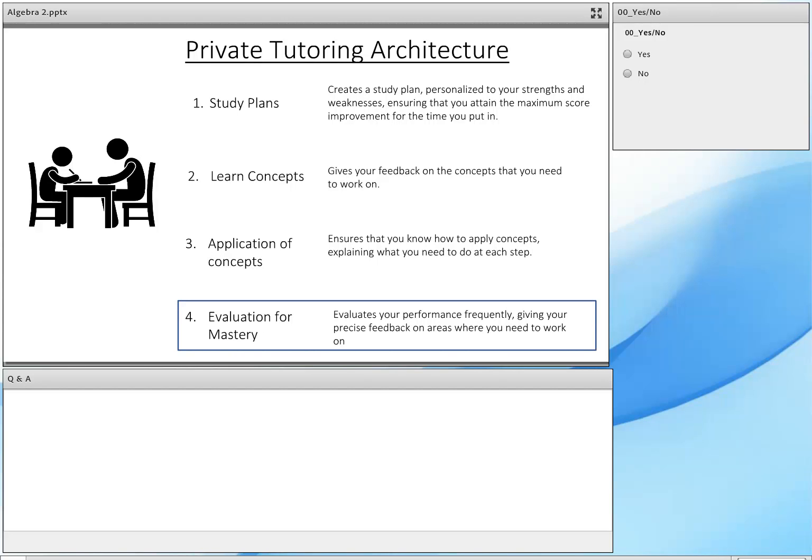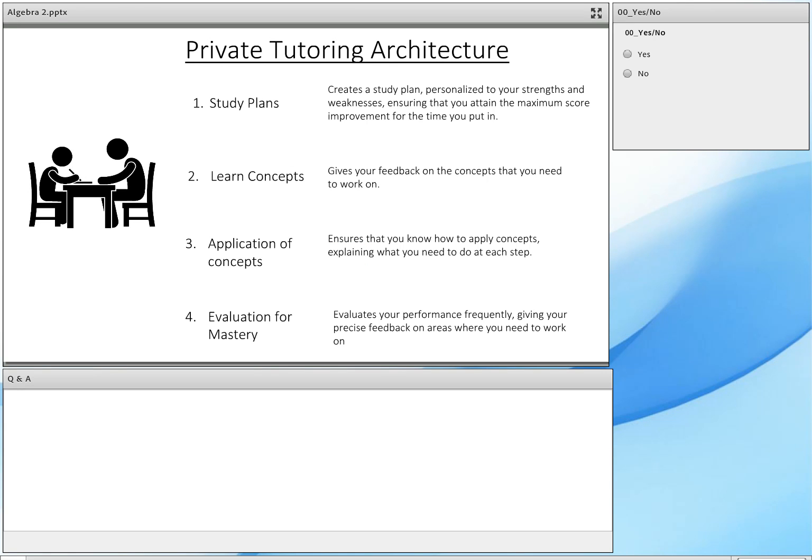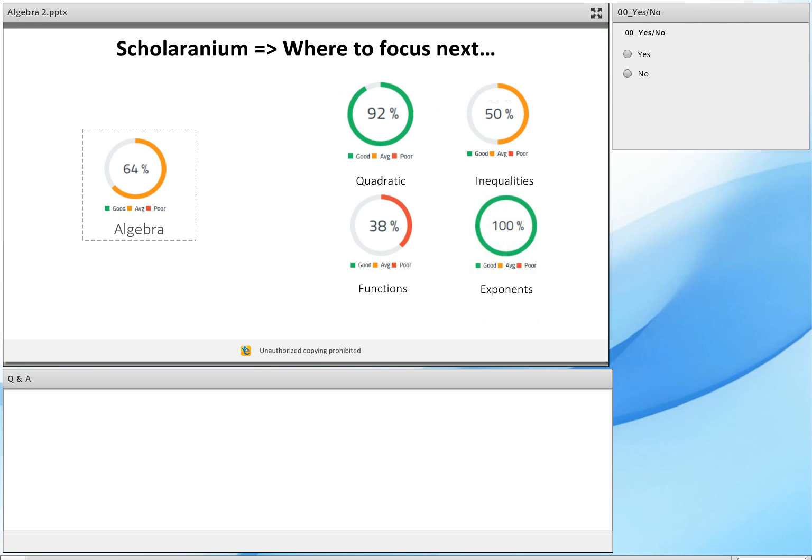All right. Now let's talk about the evaluation for mastery. Remember, what was your goal? Your goal was to get to 83 percentile in algebra, right? And that is why evaluation for mastery is so very important. Now, in the e-GMAT portal, we have built a very specific tool called Scholaranium that has ability quizzes that allow you to measure your algebra ability apart from the other abilities as well. Not only that, it empowers you to create your path to reaching your target ability.